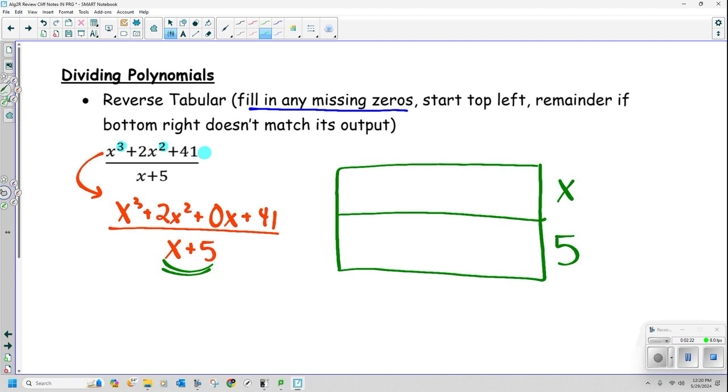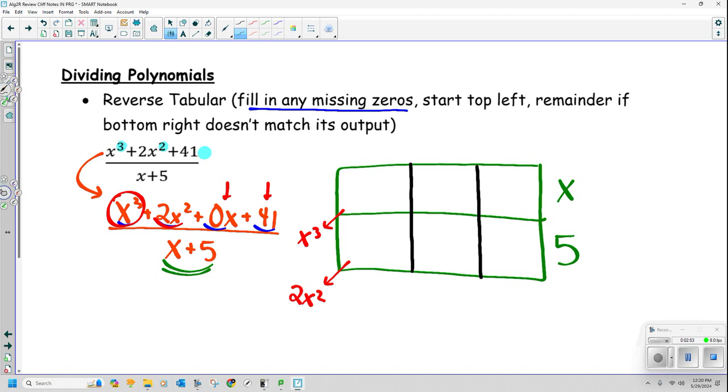Now, every term in my numerator should be outputted from a corner. I have one corner here for my x cubed. I have another corner here, and it's always got to be the bottom left corner, for my 2x squared. I still have 2 more terms. Guess what that means? I need 2 more corners. So I'm just going to draw 2 vertical lines, and I've created my 2 more corners. My 0x is going to come out of here, and my positive 41 is going to come out here.